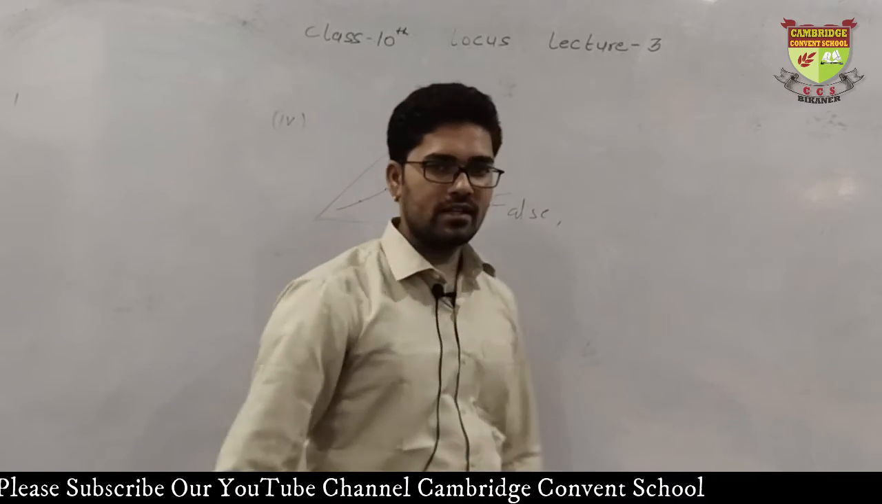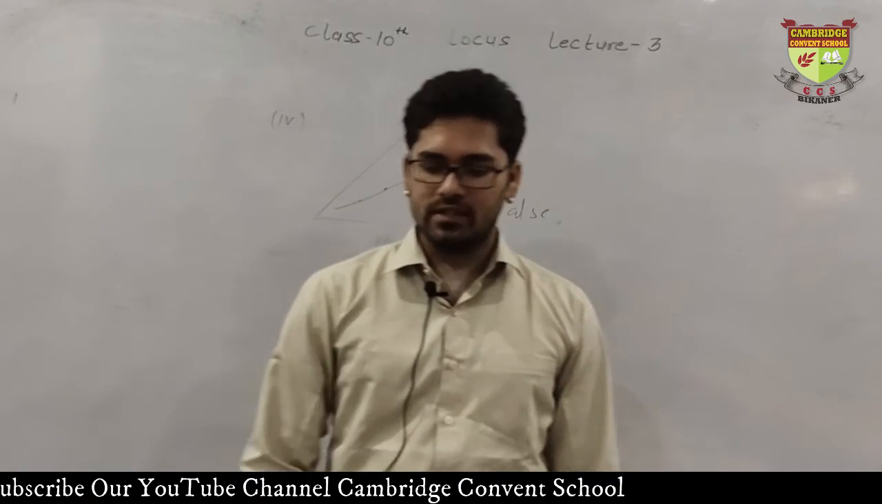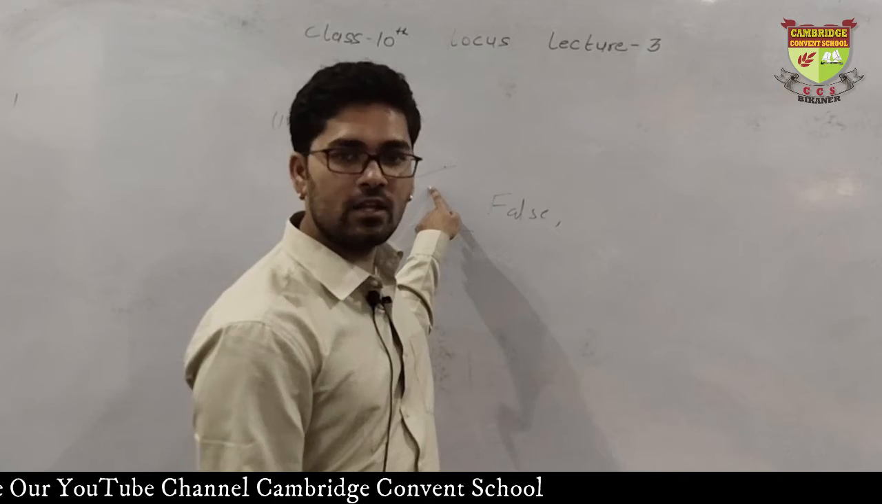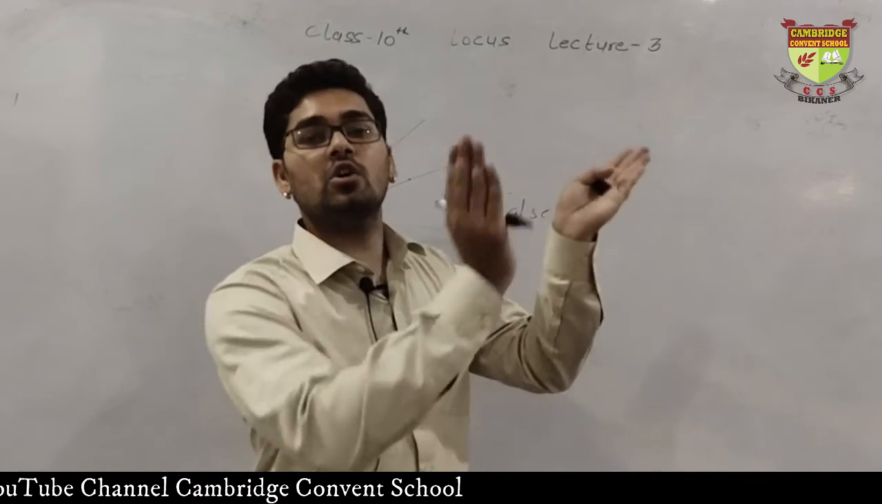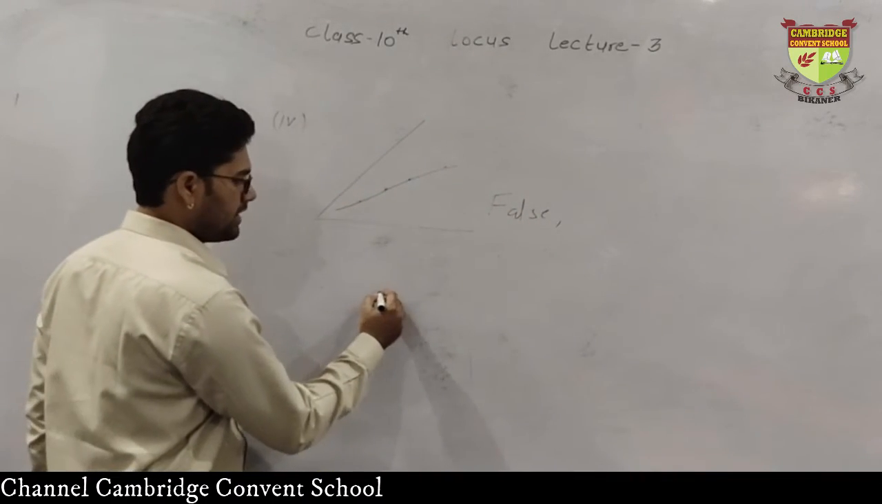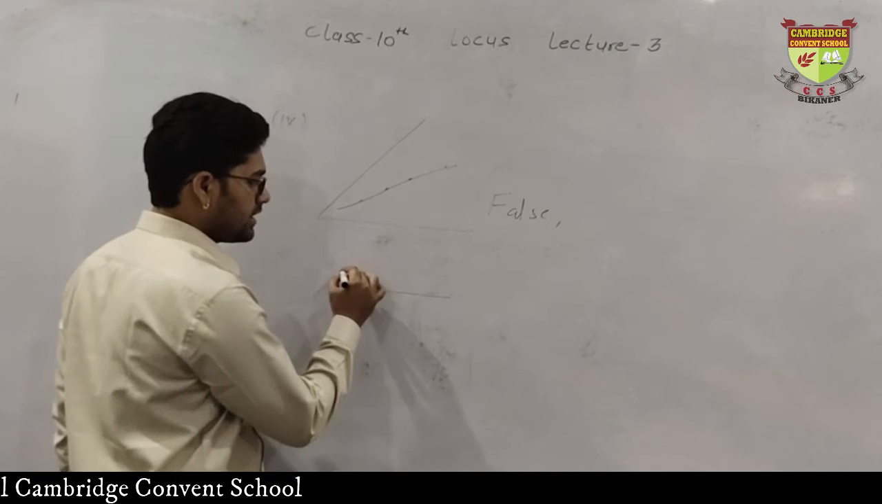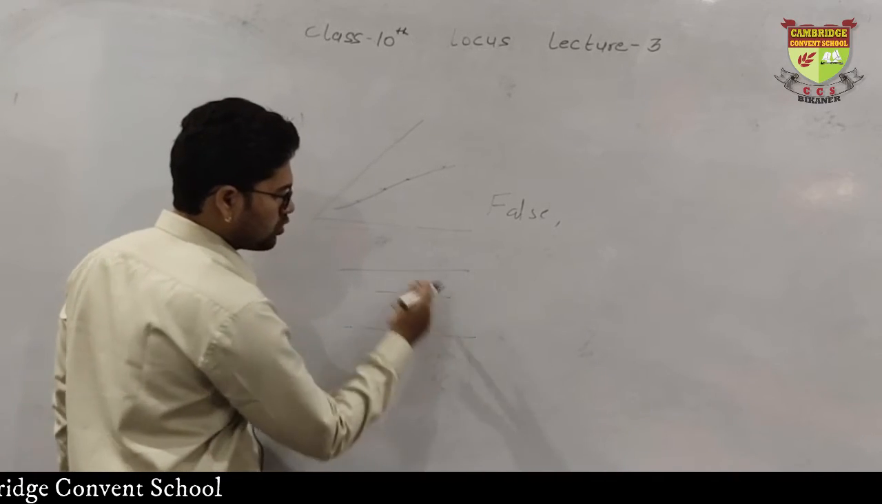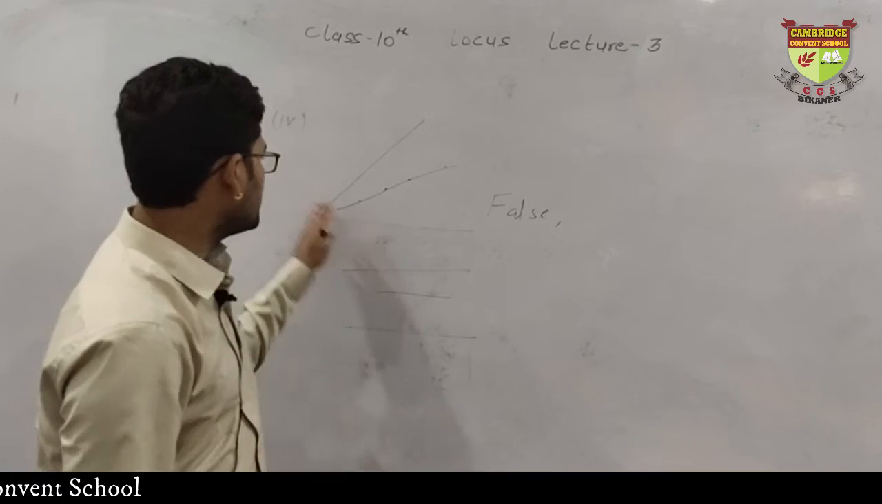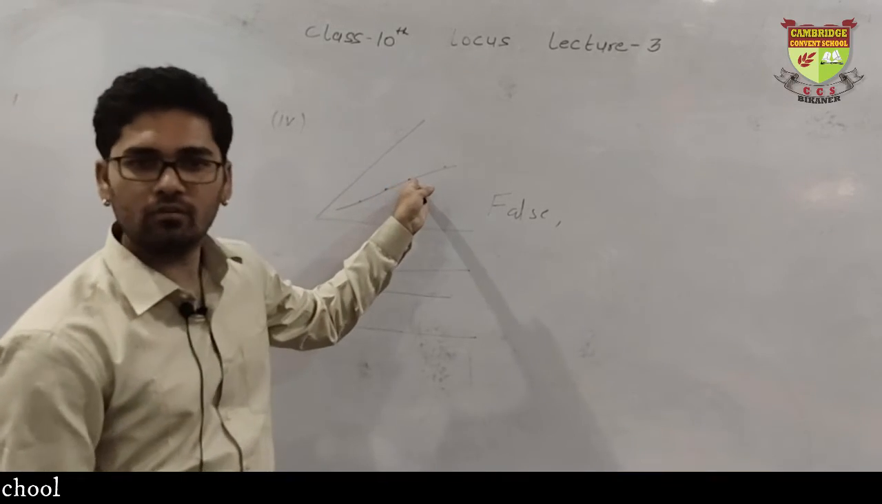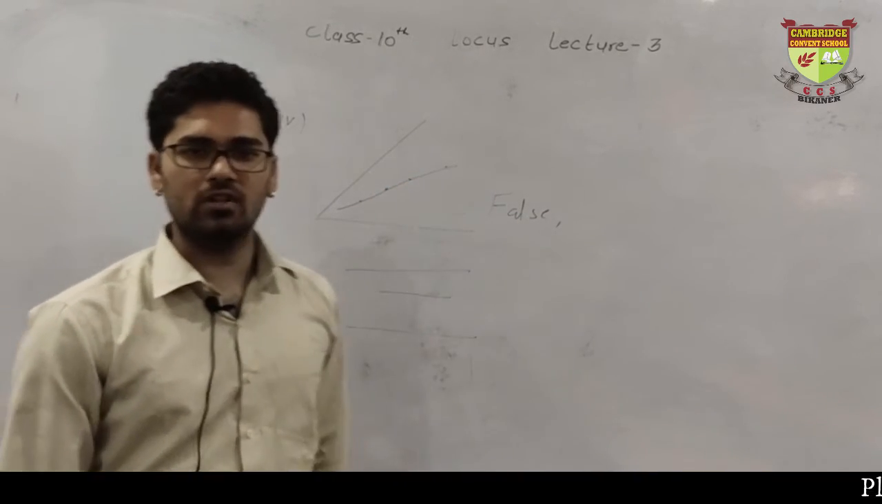Again, you have to write the reason. What reason will you write? That the third line can be parallel only if the other 2 lines were parallel. The middle line can only be parallel if the given 2 lines were parallel, right? If these 2 lines are not parallel, this cannot be parallel, right? So this is a false statement.